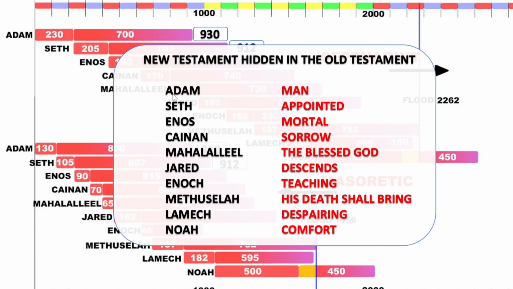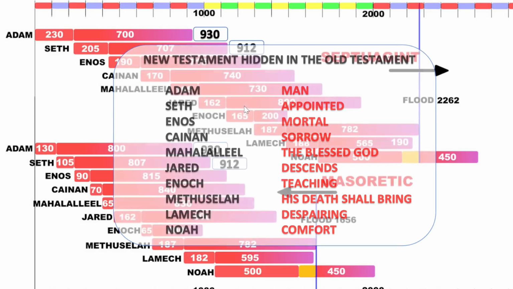And if you were to just read the first 10 names and their translation, what we're going to get is: man appointed mortal sorrow. The blessed God descends or shall come down, teaching his death shall bring the despairing comfort. So hidden in the first 10 names of the Hebrew Bible, in their names translated from Hebrew to English, we get the plot of the New Testament. So again, hidden in the Old Testament is the New Testament, right?